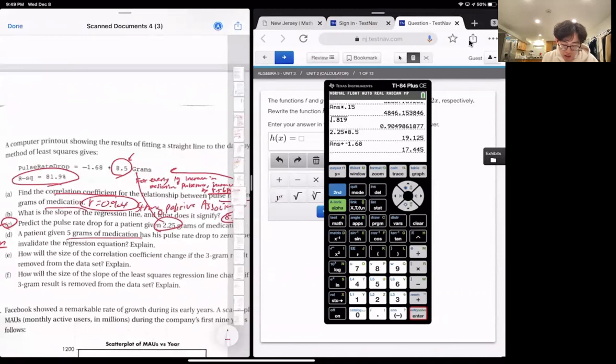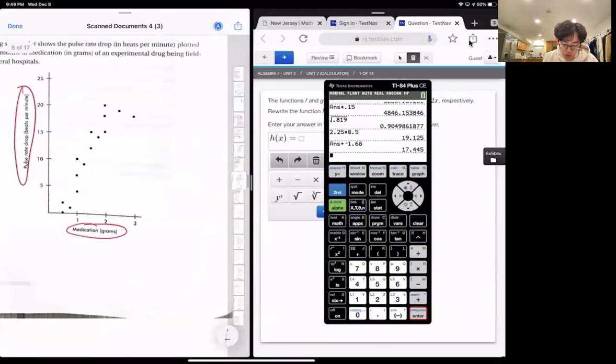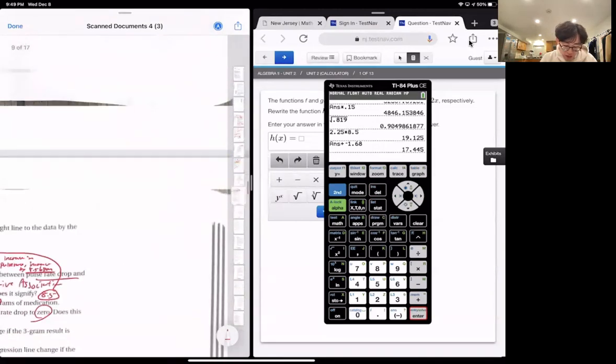A patient given 5 grams of medication has his pulse rate drop to 0. Okay, so that means if I were to go 4, 5, I actually have a dot that looks like that. So you can see how odd this looks. I mean, there could be patients like this in real world data. You never know what's going to happen.